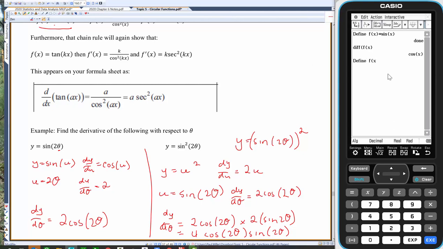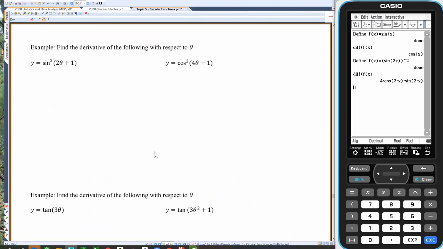Define f of x equals bracket sine 2x all squared. Note the syntax on the calculator, and we're going to go ahead and diff it, and we get cosine 2x multiplied by sine 2x multiplied by 4. Looking good so far. All right, find the derivative of the following with respect to theta. Rarely do I use theta. I've borrowed these examples from Mr. Tench, and he's used theta here. Don't love it, but anyway.